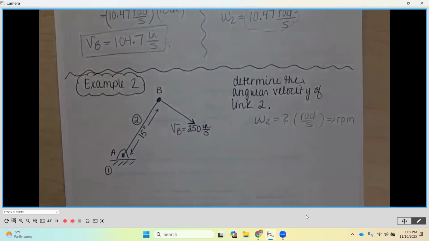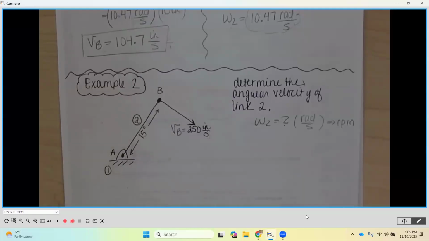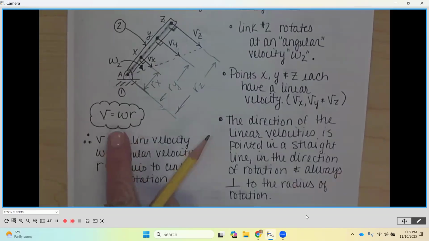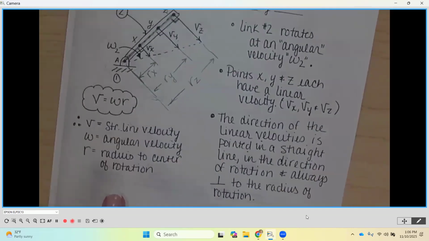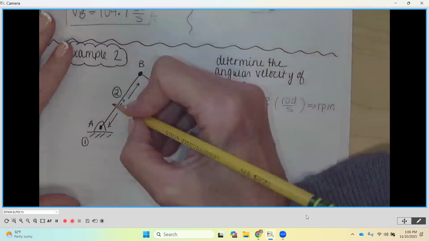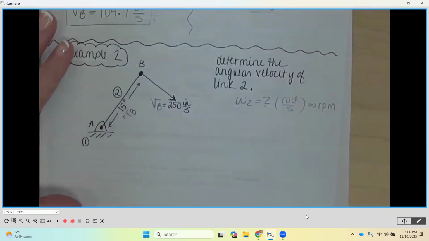How do we know that? Two things. Number one, it's represented by a straight line with an arrowhead. It's a vector. We know that that's a vector quantity. Additionally, its units are inches per second, distance over time. That's straight line velocity. Okay. 15 inches. What is that to us? It's a distance from the center of rotation, but if we look at our equation, which variable is that? It's the R, right? It's the radius to center of rotation. So we're going to call that RB again.